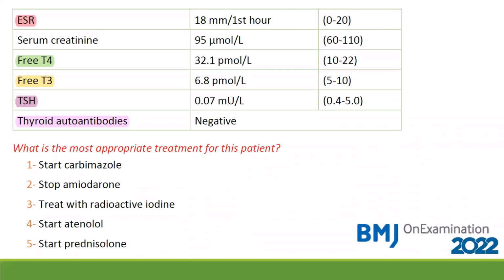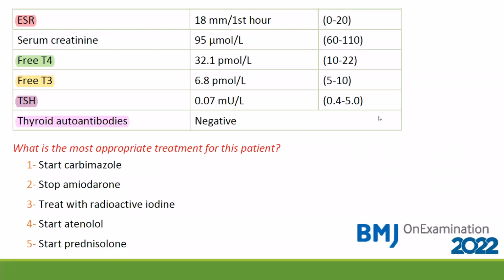Thyroid autoantibodies are negative. So you recommend prednisolone as a type 2? Actually, this is a somewhat conflicting question, because when we stop amiodarone... maybe carbimazole, because ESR is more or less 18. My recommendation is to stop amiodarone.